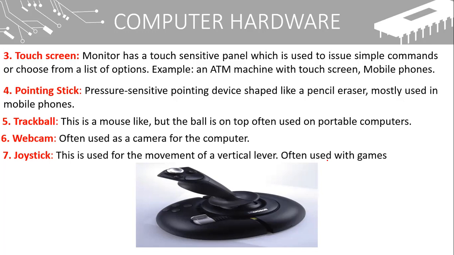We also have what's known as the trackball. This is mouse-like, but the ball is on the top, often used on portable computers. You see some computers have something like a ball in the middle of their keyboard, and sometimes beside the mouse. You see it like a ball, like the ball inside a roll-on lotion we used to have. So that is what we know as the trackball.